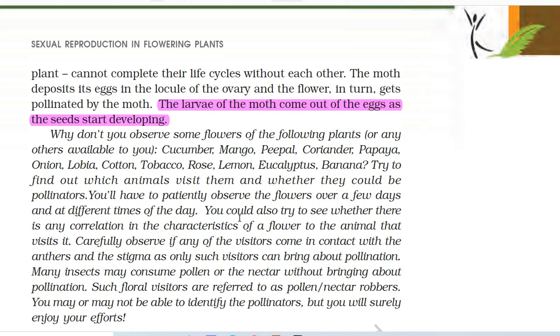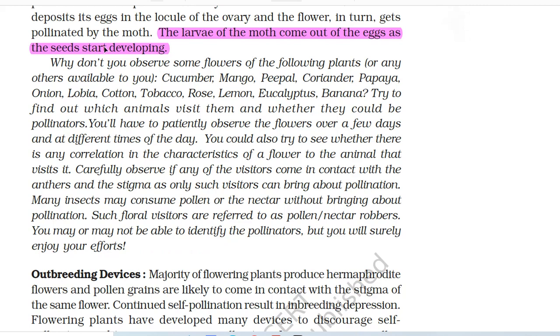The moth deposits its eggs in the locule of the ovary, and the flower in turn gets pollinated by the moth. The larvae of the moth come out of the eggs as the seeds start developing. Why don't you observe some flowers of the following plants?